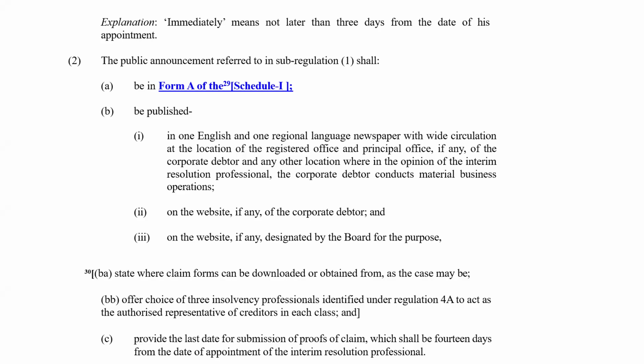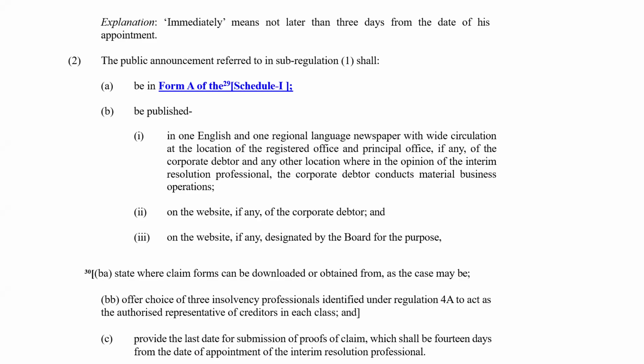Now let us see what is the idea behind this public announcement. The idea behind this public announcement is to make people aware that this company is into insolvency. And now people will be able to file their claims, right, on the website, if any, of the corporate debtor. So wherever any material operations are there, suppose a company is running 4 plants in 4 different states. So this public announcement will be made in 4 different states in one English and one regional language newspaper.